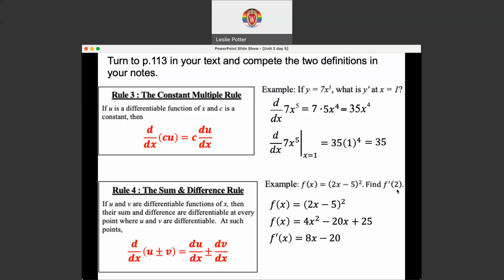And now I want to evaluate that derivative at 2. Okay, so I plug in 2. So the derivative at 2 is 8 times 2 minus 20. So 8 times 2 is 16, minus 20 is negative 4. So when x is equal to 2, this is a parabola, right? 4x squared, that's a parabola. So this parabola, when x equals 2, has a slope of negative 4. Okay.